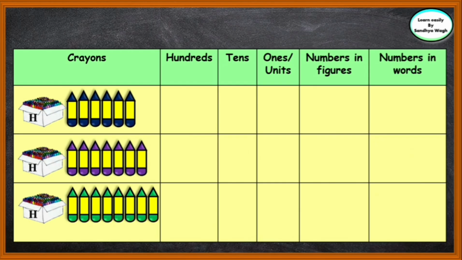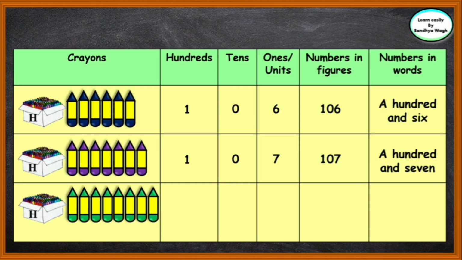Now here we have a box of 100 crayons and 1, 2, 3, 4, 5, 6 more crayons. It means 100, 0 tens and 6 ones. In figures it would be 106 and in words it would be 106. Now here we have a box of 100 crayons and 7 more crayons, which means 100, 0 tens and 7 ones. In figures it would be 107 and in words it would be 107.